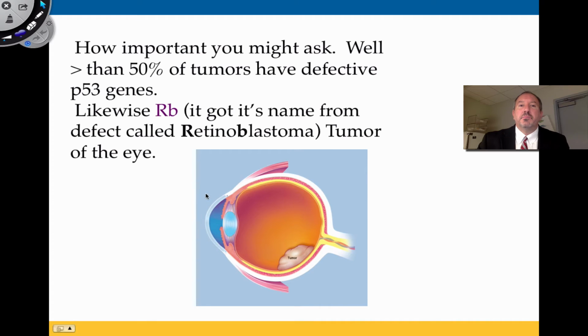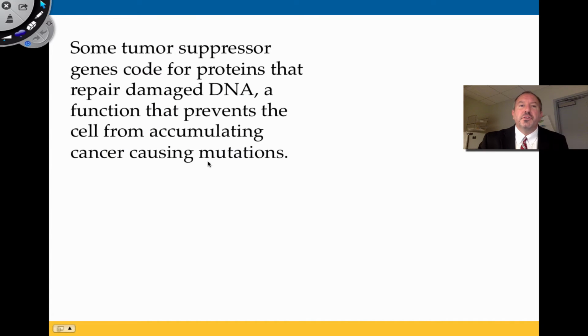Okay, and so how important, you might ask, is this? Well, about 50% of tumors have defective P53 genes. That's significant. Likewise, RB, which gets its name from retinoblastoma, as I was referring to at the top of the video, as well. And so some tumor suppressant genes code for proteins that repair DNA.